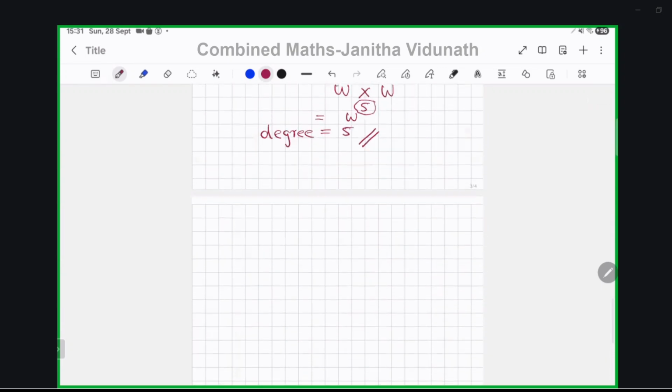Okay. Write down the next topic. Here first we identified the degree of the polynomial. Now we are going to identify the leading term of a polynomial. Write down this topic: leading term of the polynomial.